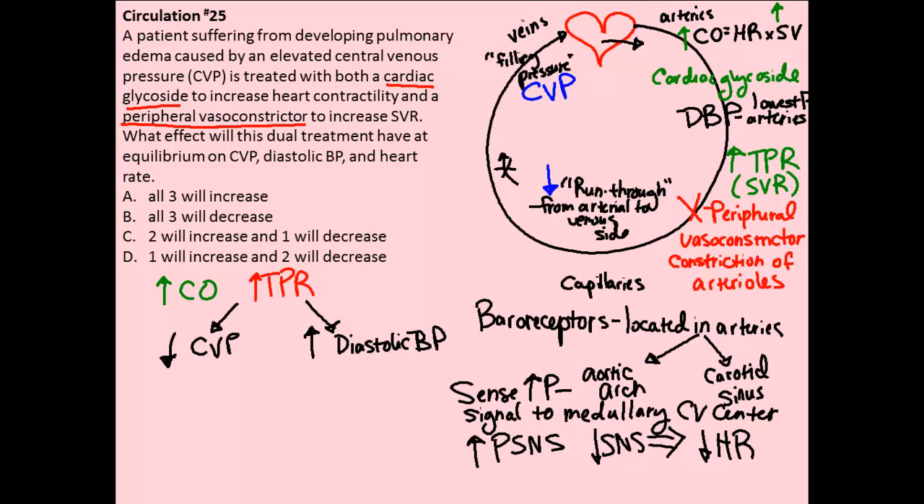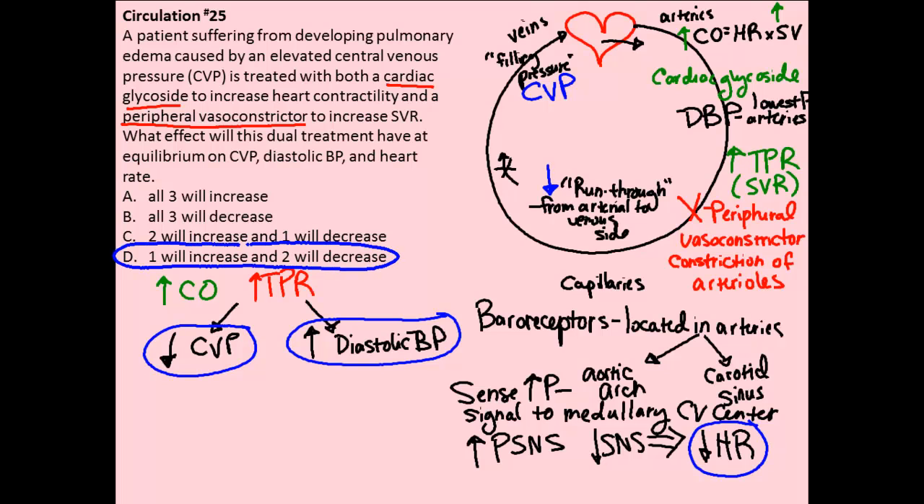So if we look at our three different results, we have a drop in our CVP, an increase in our diastolic blood pressure, and a decrease in our heart rate. So if we go back to our answer responses, what we're seeing is that one of our factors has increased and the other two have decreased, making response D the correct answer.